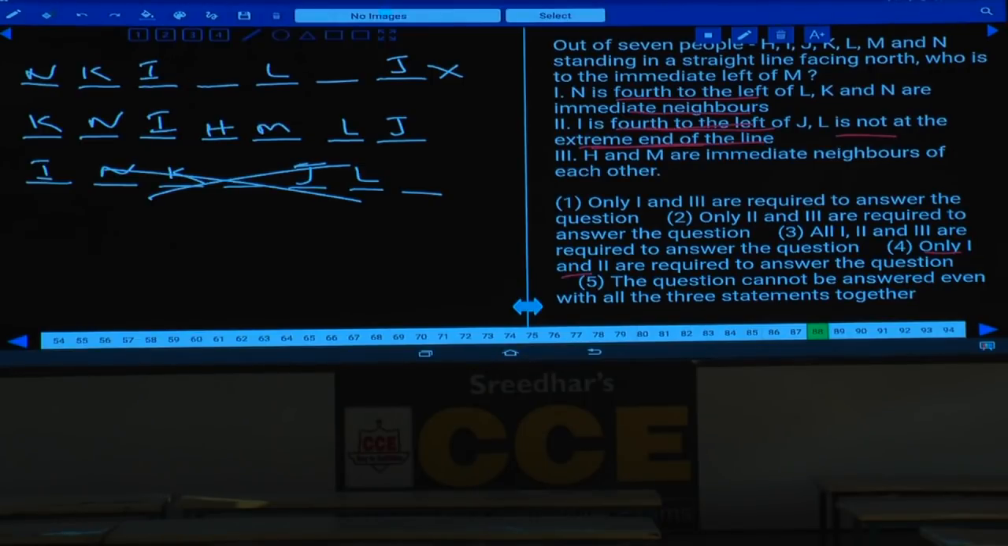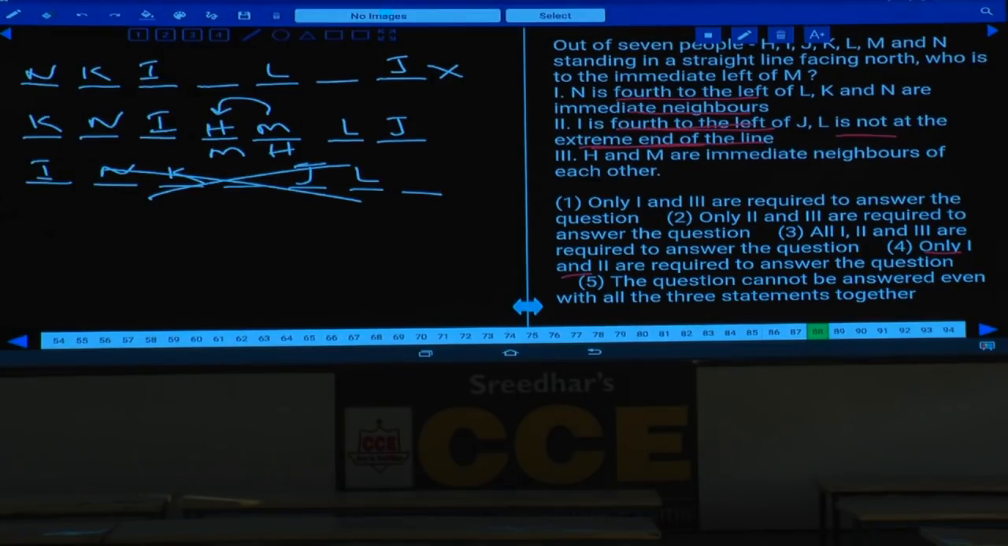Then what is the answer we are getting here? Who is to the immediate left of M? Are you getting the answer? Now sir, in this one, if you take H and M like this, H is to the immediate left of M. And do we have any information between these two, who is to the left of whom? Not given. Either it can be M and H also. H and M are immediate neighbors doesn't mean that H is to the immediate left of M.